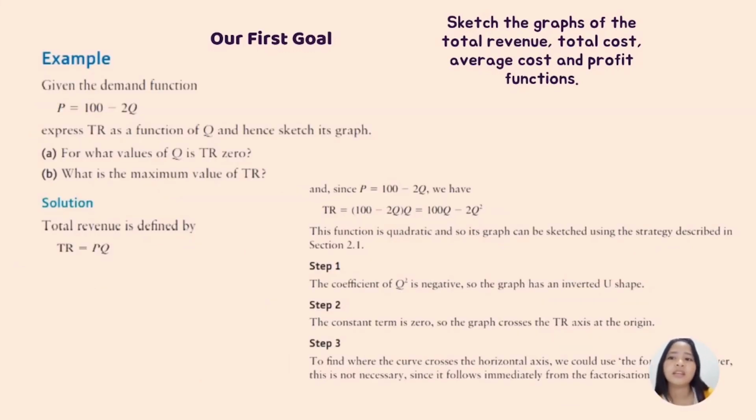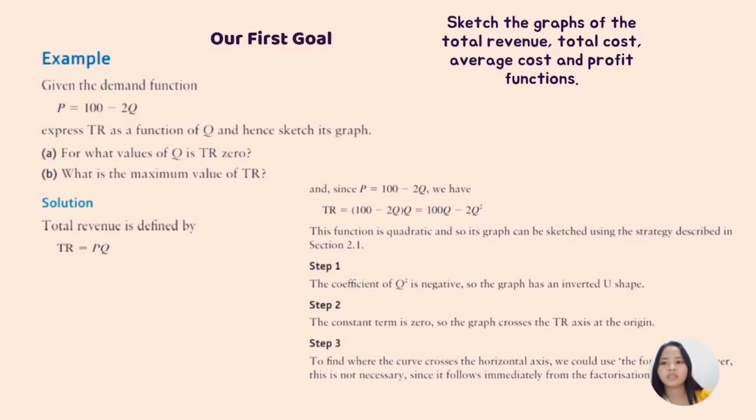The demand function is P is equal to 100 minus 2Q. Express TR as a function of Q and hence sketch its graph. We will answer the following questions: for what values of Q is TR 0, and what is the maximum value of TR? So the total revenue is defined by TR is equal to PQ. And since P is equal to 100 minus 2Q, we have TR is equal to 100 minus 2Q times Q, which is equal to 100Q minus 2Q squared.